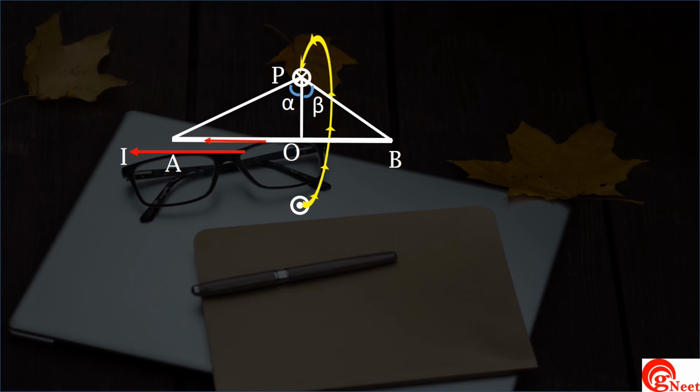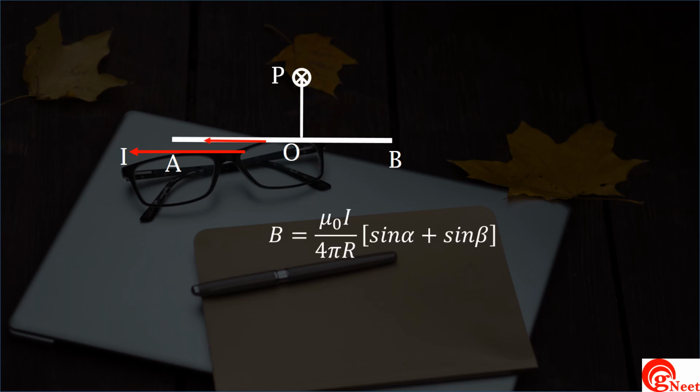PO. The formula for the magnetic field at point P is given by B is equal to mu0 I upon 4 pi r into bracket sin alpha plus sin beta bracket close, and the direction of the magnetic field is pointing into the page. Now, let's shift point P to the right, directly above point B. In this new position, the angle beta becomes 0 and angle alpha starts increasing.